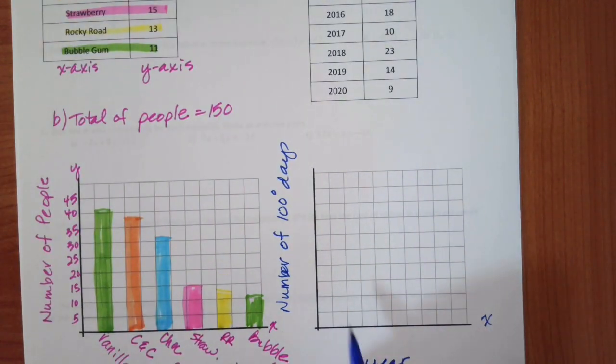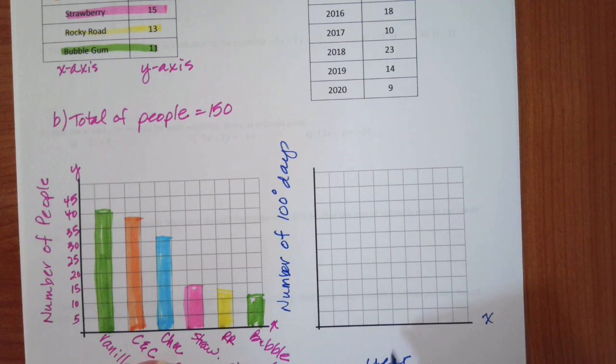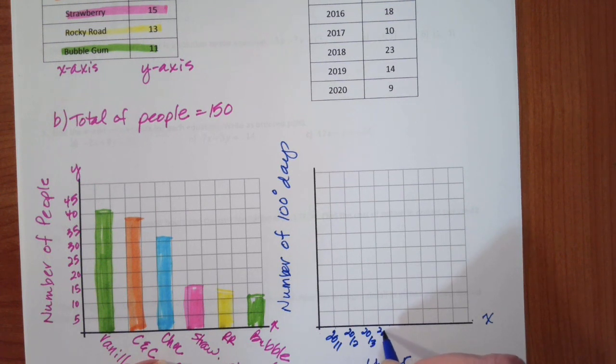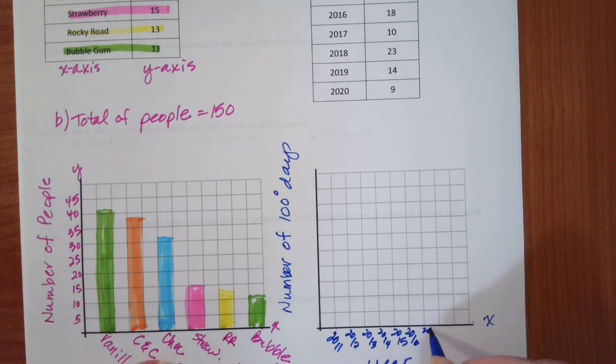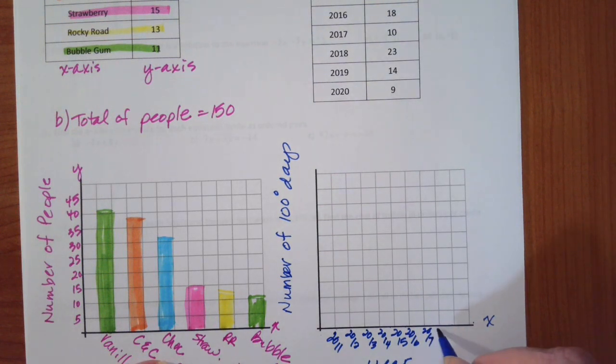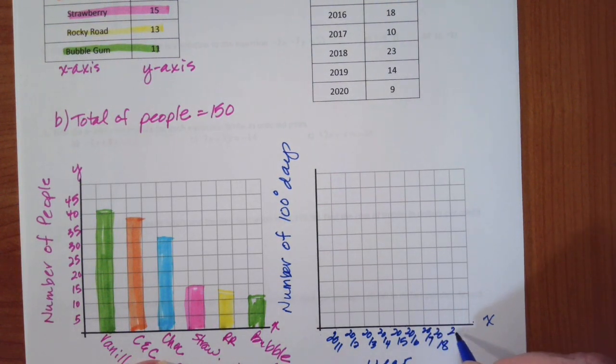Okay, so let's see, if I do the years, and I'm just going to put a dot, so let's call this 11, 12, 13, 14, 15, 16, 17, 18, 19, 20. So I can call this 2011, 2012, 2013, 2014, 15, 16, 17, 18, and finally 2020.